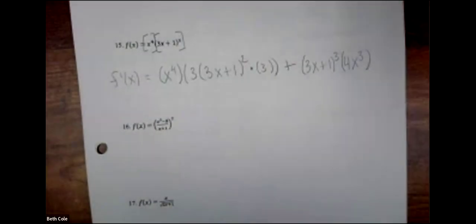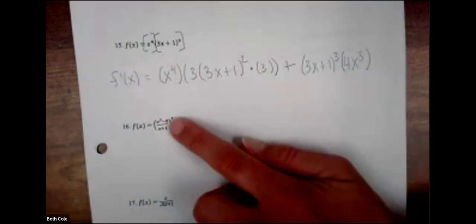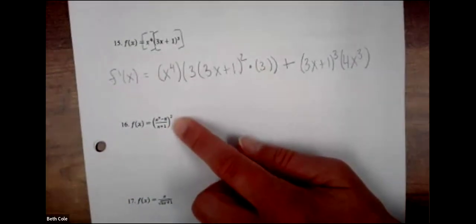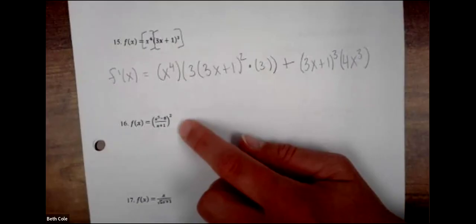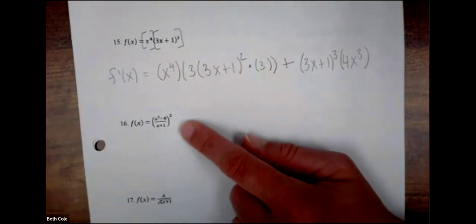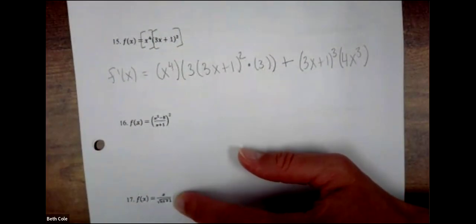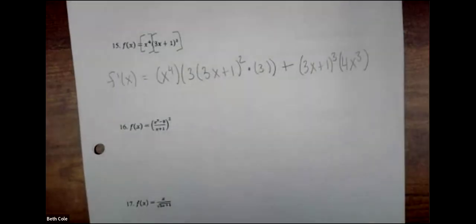I'm going to just talk through a couple of the other ones. This would be both a chain rule and a what? It would be a chain rule and quotient rule. And so would this one. It would be a chain rule and a quotient rule. We already did an equation, so I think that's okay.